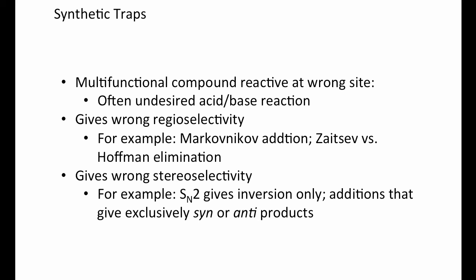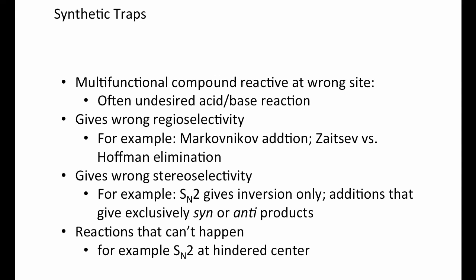For example, you have to remember that SN2 gives you inversion, so if you want a particular chirality center, you need to start with the right chirality center. Also, addition reactions, some of them give exclusively syn or anti products after conversion, and you want to make sure you start with the right alkene to give you the right stereochemistry of the product. And finally, certain reactions just can't happen, even if you can predict them on paper. One classic example is to try to do an SN2 reaction at a center that is too hindered.